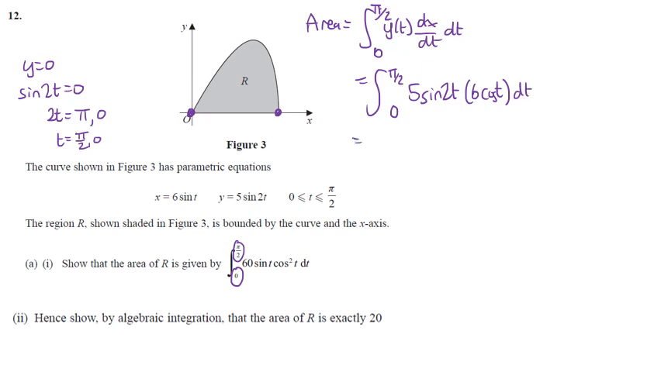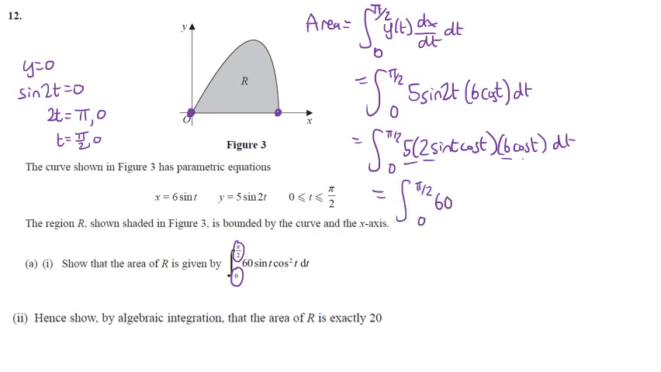Sine 2t, you can use the double angle formula to express that as 2 sine t cos t. And then 5 times 2 times 6 is 60. And then cos times cos is cos squared. So the last step is just that we get what we're asked to find. Okay. Hence show that the area of R is exactly 20.